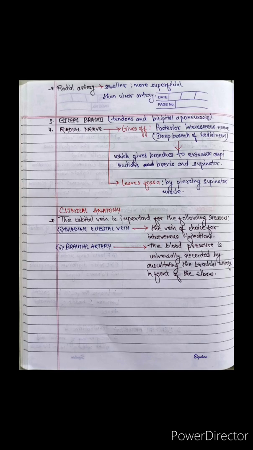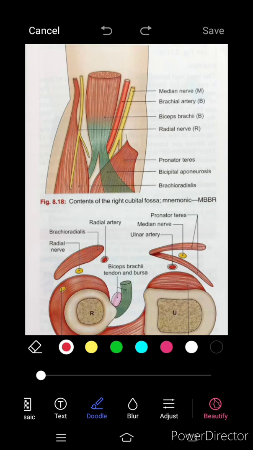Number 4, radial nerve. It gives off posterior interosseous nerve, which is also known as the deep branch of radial nerve. It gives branches to extensor carpi radialis brevis and supinator. The radial nerve leaves the fossa by piercing the supinator muscle. Now let's see the contents of the right cubital fossa.